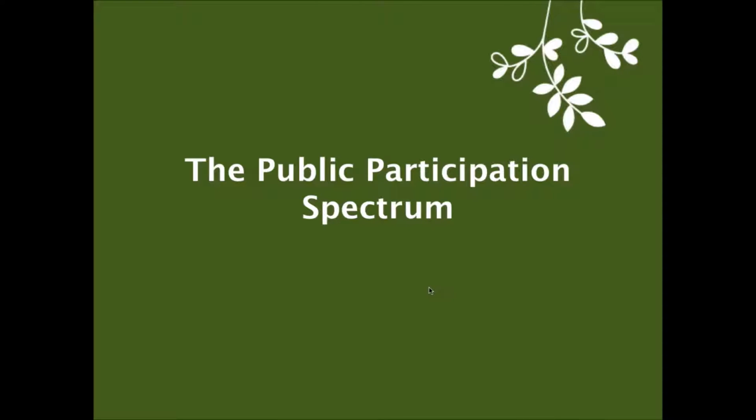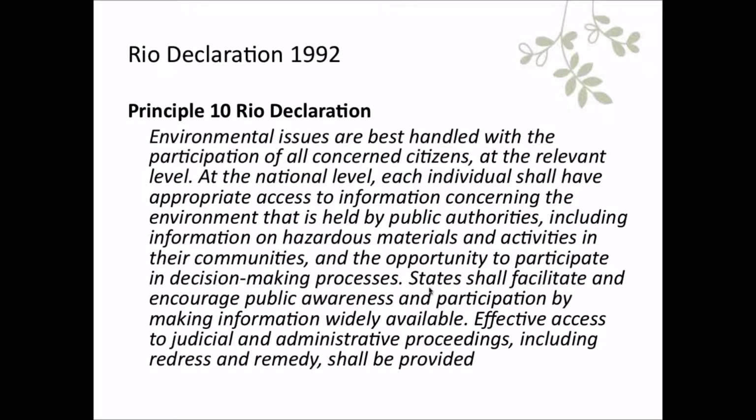So I then wanted to look at the idea of public participation, and one of the key rationales for public participation is that it does produce better decisions by government. And in 1992 at the Rio conference, the Rio Declaration put in place certain principles, one of which, Principle 10, clearly identified the role of the community and concerned citizens and how they should be involved in environmental impact assessment. Principle 10 talked not only about environmental issues being best handled by participation of all concerned citizens, but also about individuals having appropriate access to information concerning the environment, which could include hazardous materials and other activities, and the opportunity to participate in decision-making processes.